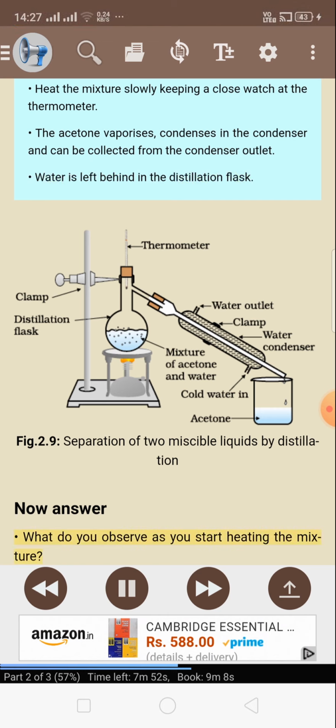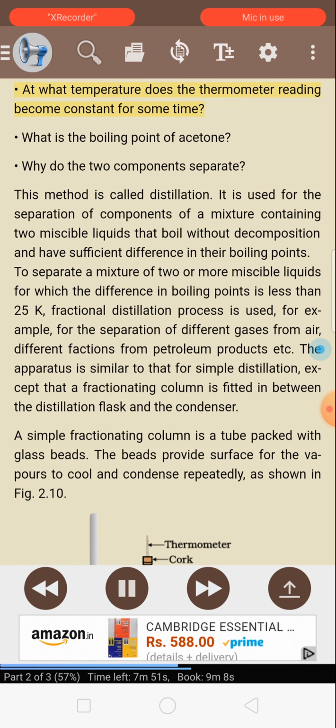Now answer. What do you observe as you start heating the mixture? At what temperature does the thermometer reading become constant for some time? What is the boiling point of acetone? Why do the two components separate? This method is called distillation.